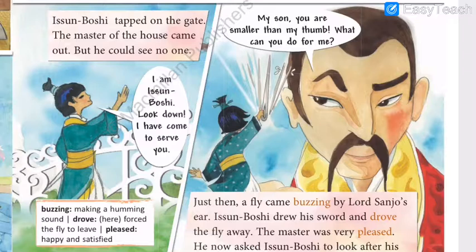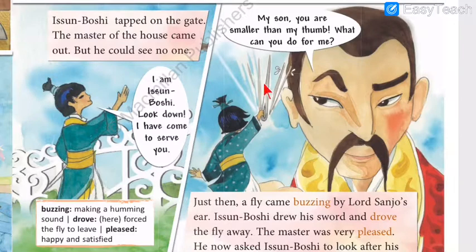So Ishubosi at that spot pulled out his sword, which was again the needle, and drove away the fly. He forced the fly to go away from near the ear of Lord Sanjo. This is what impressed Lord Sanjo a lot. Why so? Because Lord Sanjo saw his smartness, his intelligence and his bravery.